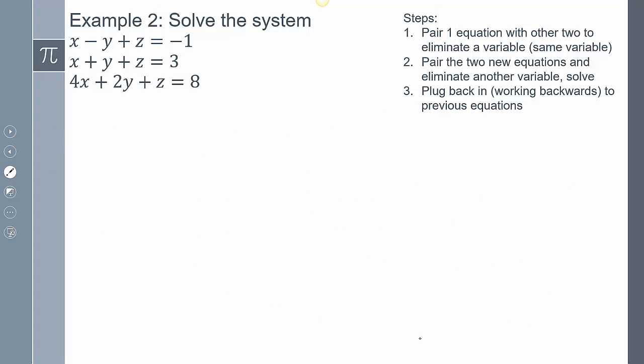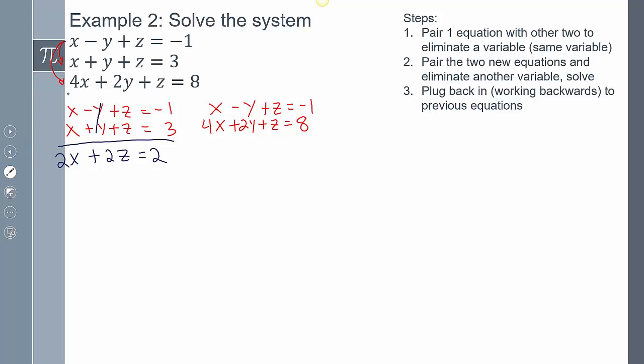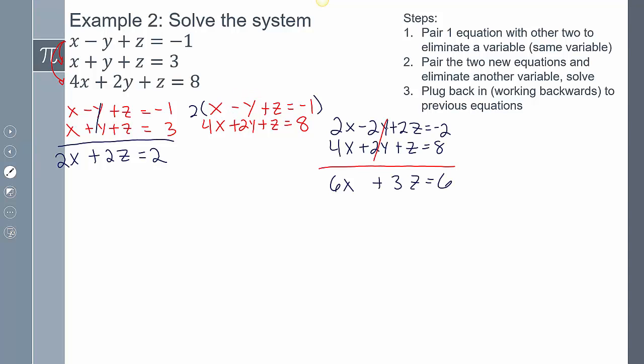Example number 2, in solving this system, first step, I need to pair one equation with the other two to eliminate a variable. So in this case, it looks like I can pair equations 1 and 2 and 1 and 3 together again. And so I want to eliminate the y, and so this one was really easy. It just cancels out this one. I'm going to have to multiply this top equation by 2, and so I can eliminate y there, adding straight down. That's how I get all those other values.